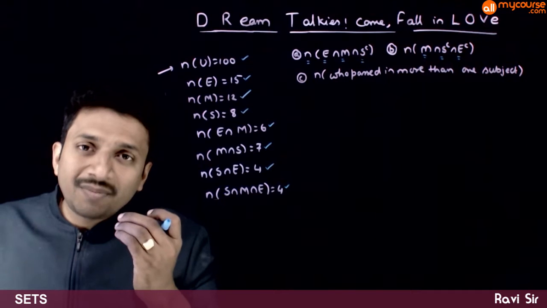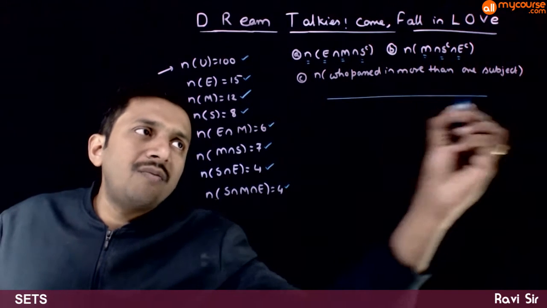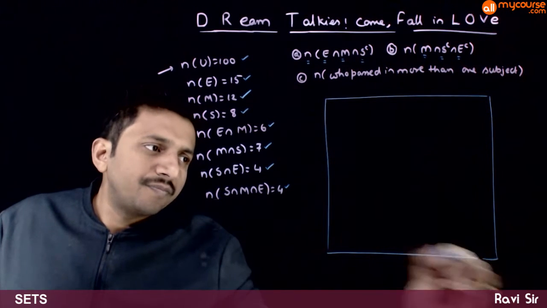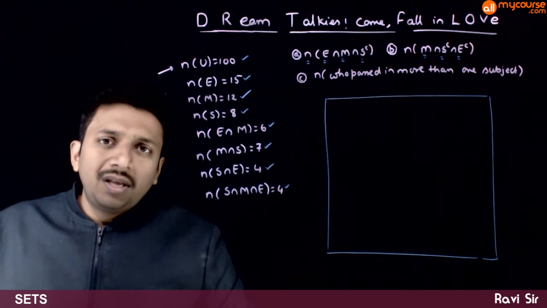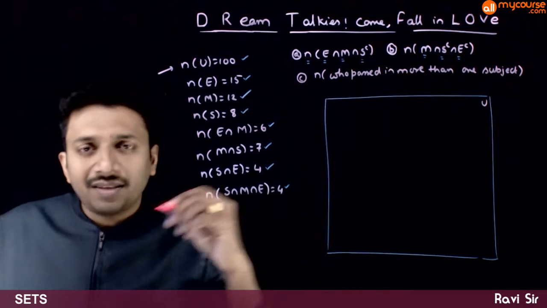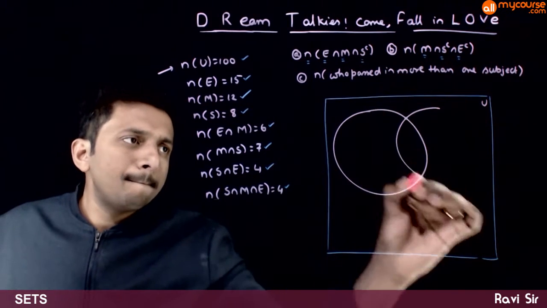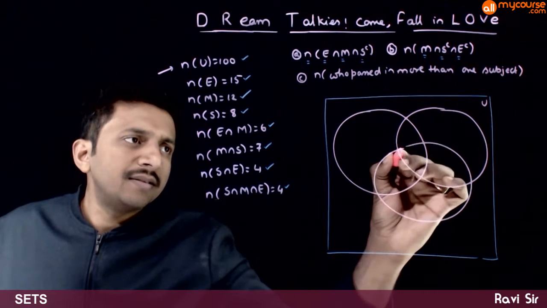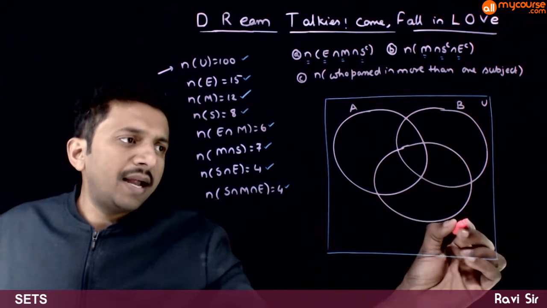So these three things can be very easily found by using Venn diagram. So let us draw the Venn diagram corresponding to this information. So you have a universal set which is represented by the rectangle. So you have three sets, A, B and C.